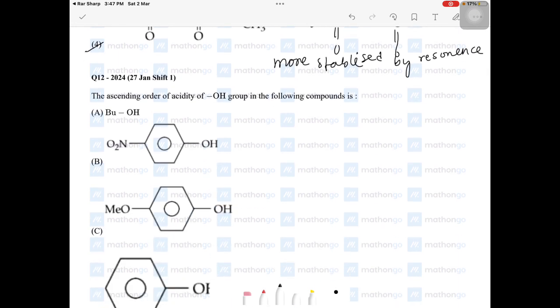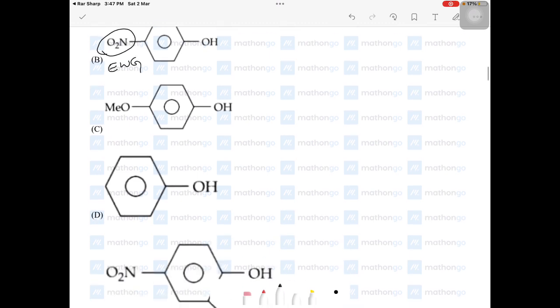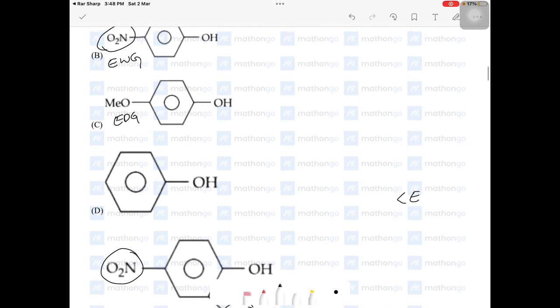Next, 12th one. Ascending order of acidity of OH group in the following compounds. Out of this, NO2 is an electron withdrawing group, which increases the acidic strength. This one is an electron donating group, which decreases the acidic strength. No substituent. 2 electron withdrawing groups. That's why E is more than B, then D, then C, last one is A.